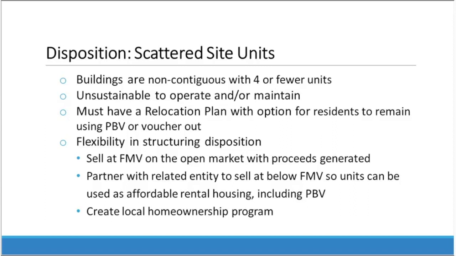You get tenant protection vouchers, and then at that point you can either choose to keep those in your portfolio after a disposition and project-base those new tenant protection vouchers and continue to operate them as rental, or maybe you choose to sell them and you help the family relocate with a tenant protection voucher. The building has no debt on it, so you sell it. You use that cash for an eligible use, which is generally furthering your affordable housing goals. Often housing authorities use that cash to create new multifamily or more efficient affordable housing properties. So that's scattered site.